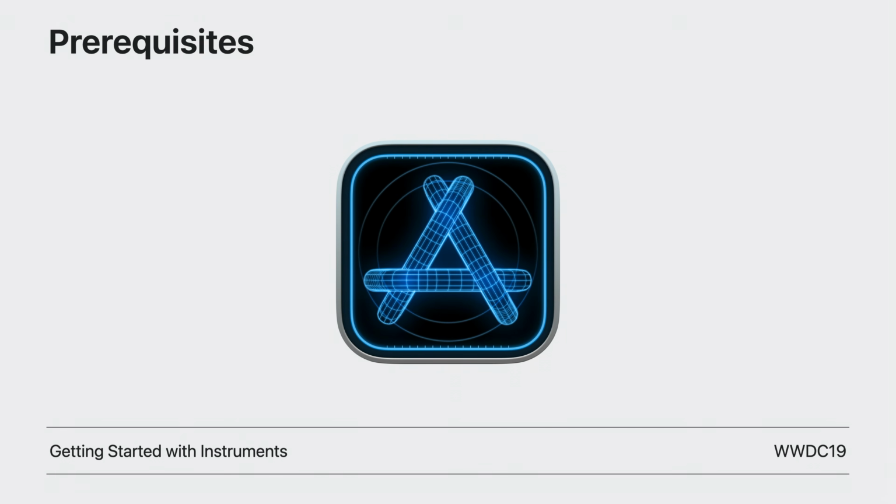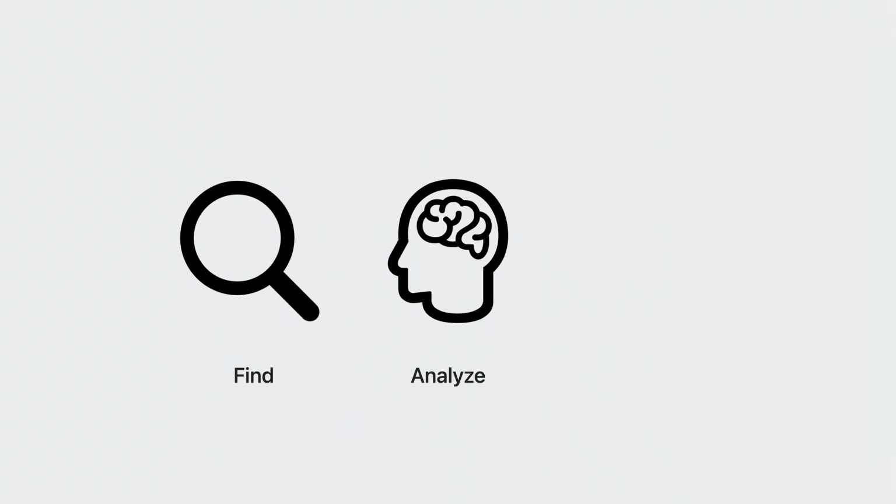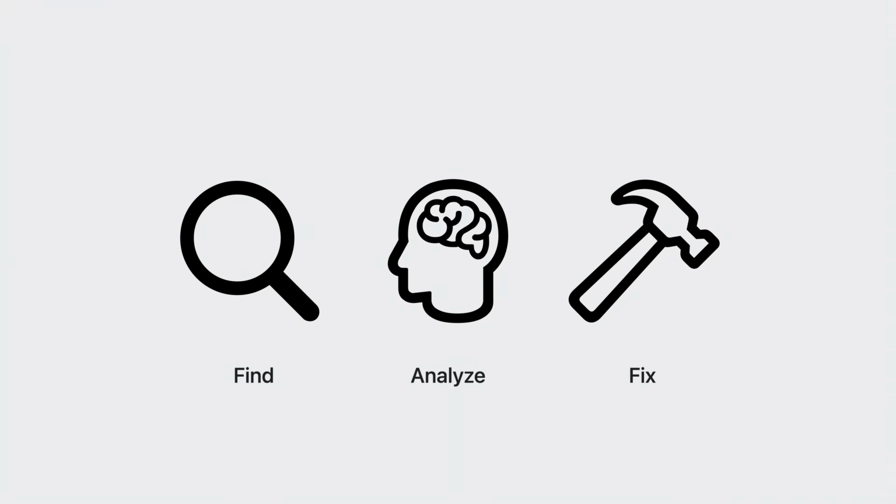Before we start, for part of this session, it's helpful to be somewhat familiar with Instruments. If you've ever profiled an application with Instruments, you should be good to go. Otherwise, check out our 2019 session, Getting Started with Instruments. When dealing with hangs, there are usually three steps. You find a hang, you then analyze a hang to understand how it happens, and then you fix it and verify it is actually fixed.